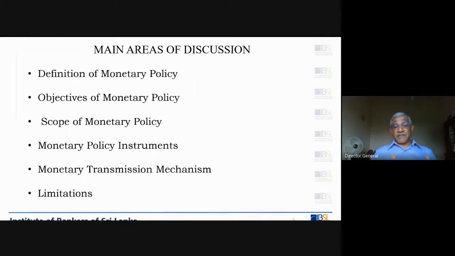Of course, the impact will be different. We can't expect the same impact on each and every person who is using currency. It depends on for what purpose they are using it, what type of economic activities they are having, what type of links they have with the financial system. All those things matter. Okay, with that understanding, let's go to the first topic, definition of monetary policy.